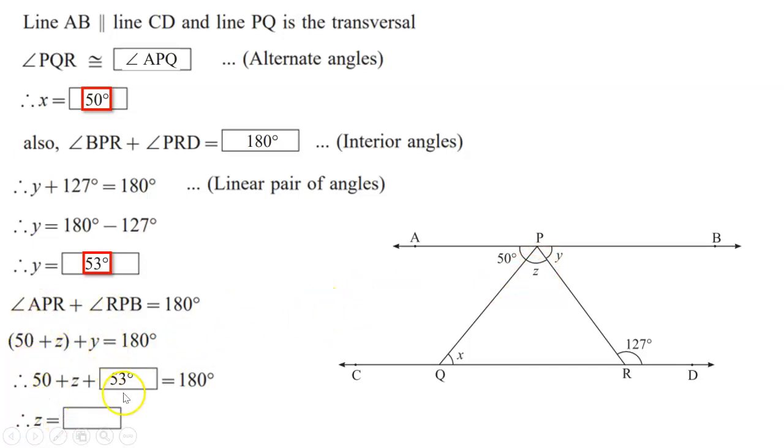Y ची व्हॅल्यू किती तर 53 आहे. 50 plus 53, you will get here 180. Therefore Z is equals to काय तर 180 minus in bracket 50 plus 53 means what 180 minus 103. Then you will get here Z is equals to 77. And in this way we have calculated all these three angles. Measure of angle x is 50 degree, y is 53 and z is 77.